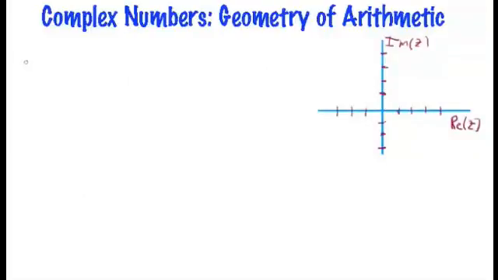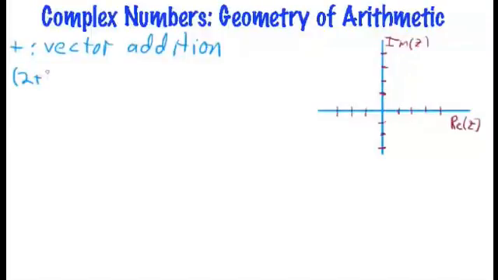Now we want to look at the geometry of arithmetic. To start with, we have addition. Addition is equivalent to vector addition. As an example, if we have 2 plus 3j plus, let's say 2 plus j, well, we know how to do this coordinate-wise. We add like terms. We get 4 plus 4j.